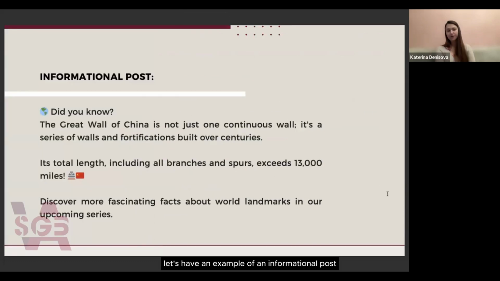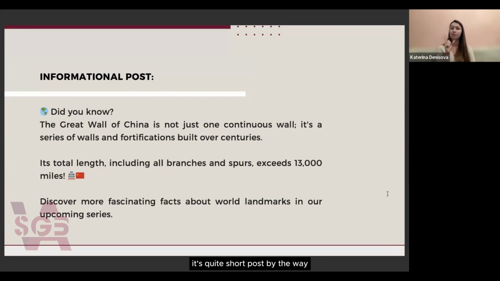Let's have an example of an informational post. Did you know the Great Wall of China? Look, here we started with a question and with an interesting fact. Did you know the Great Wall of China is not just one continuous wall, it's a series of walls and fortifications built over centuries. Its total length, including all branches and spurs, exceeds 13,000 miles. And here we also have some impressive number. Discover more fascinating facts about world landmarks in our upcoming series.